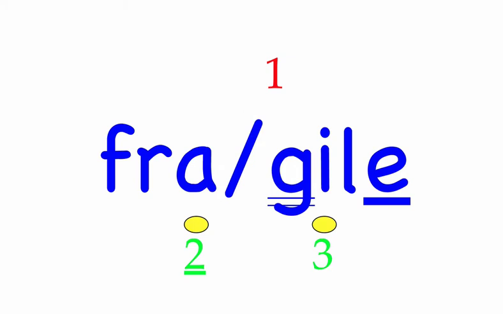Now, why do we have 2 underlined? Because it's an exception to vowel group 2, which says that if a vowel comes at the end of the syllable, it represents the long sound. But in this word, it's representing the short sound, a, fragile. That's why we underline the 2.